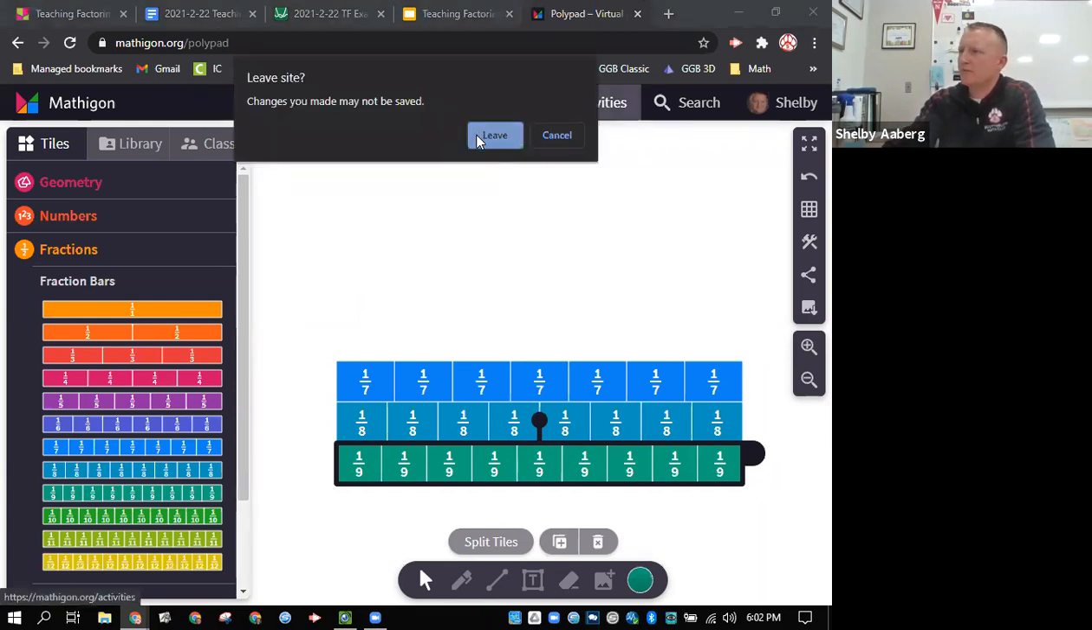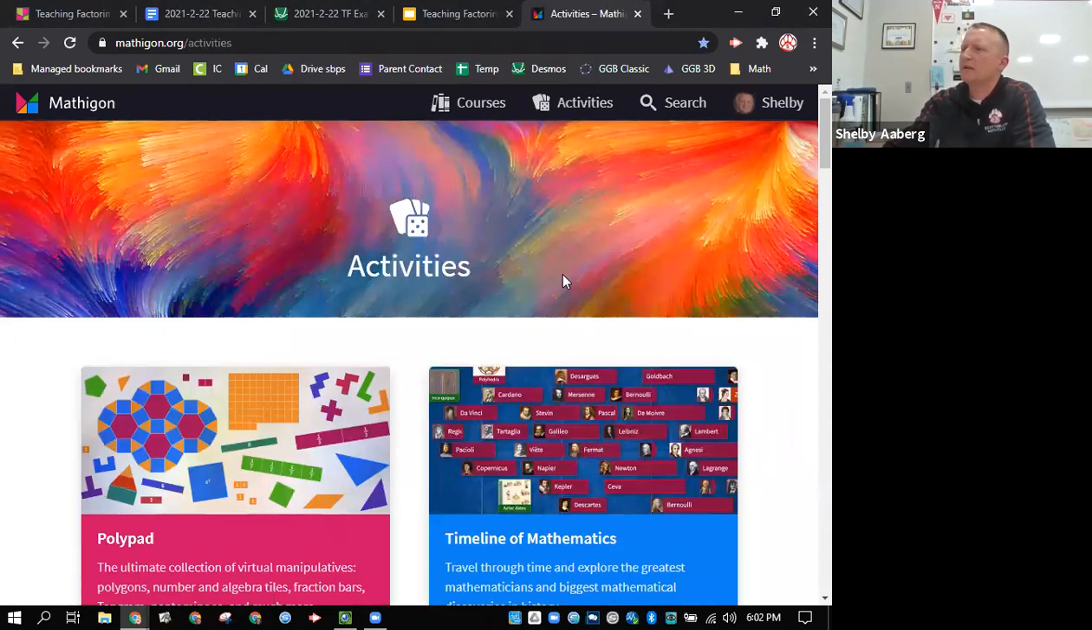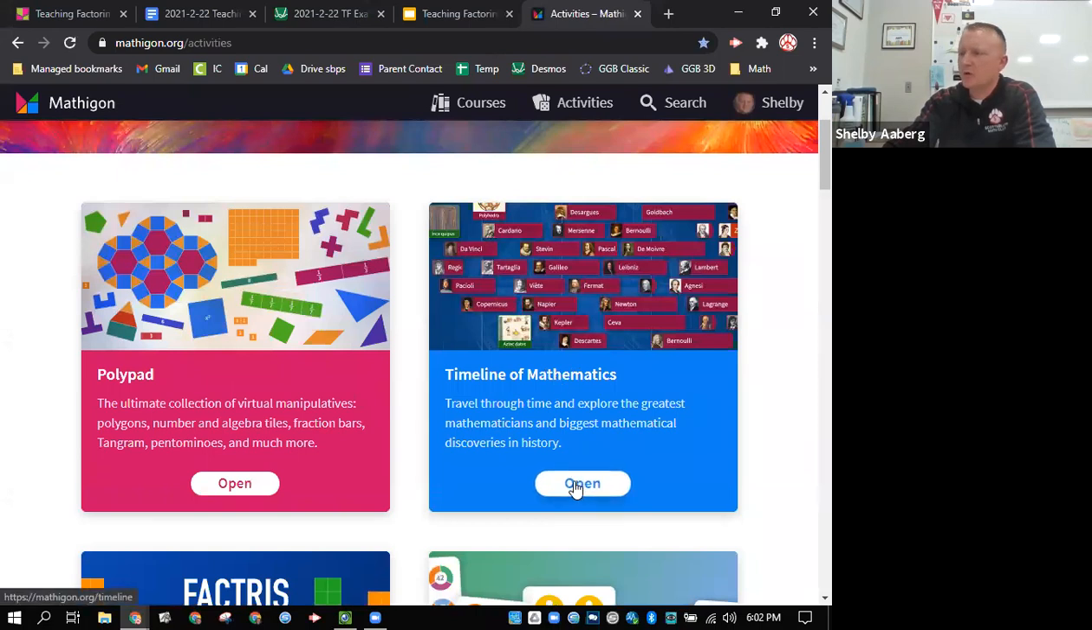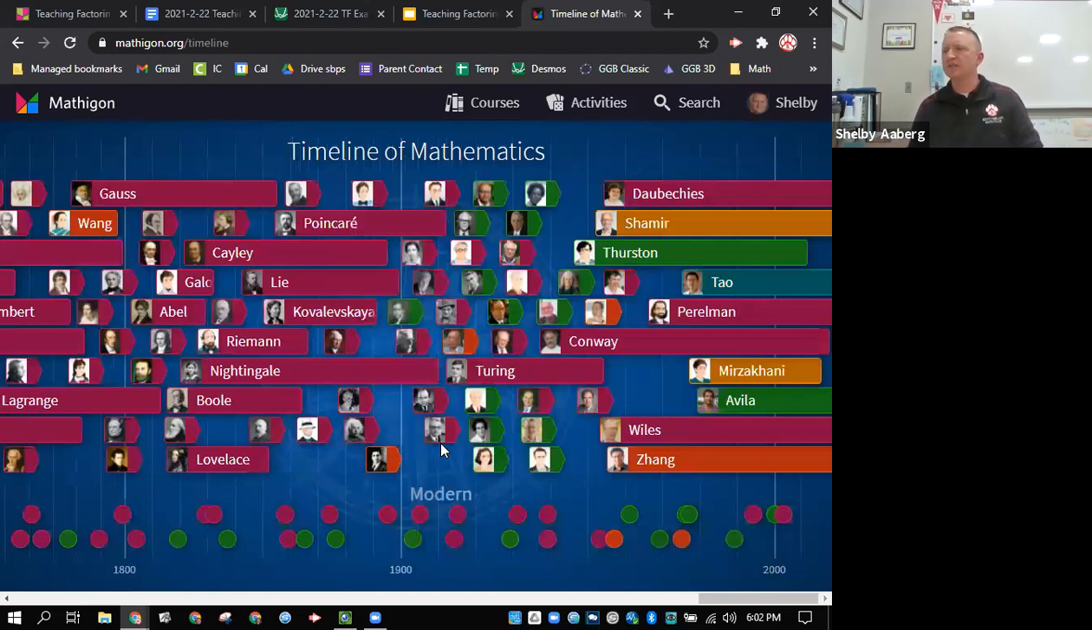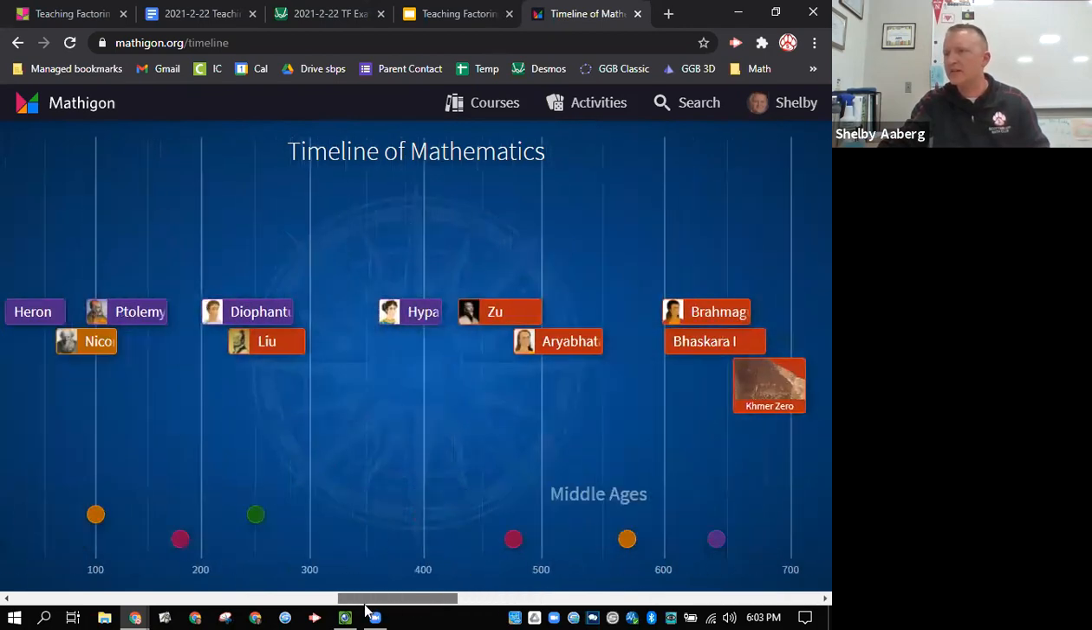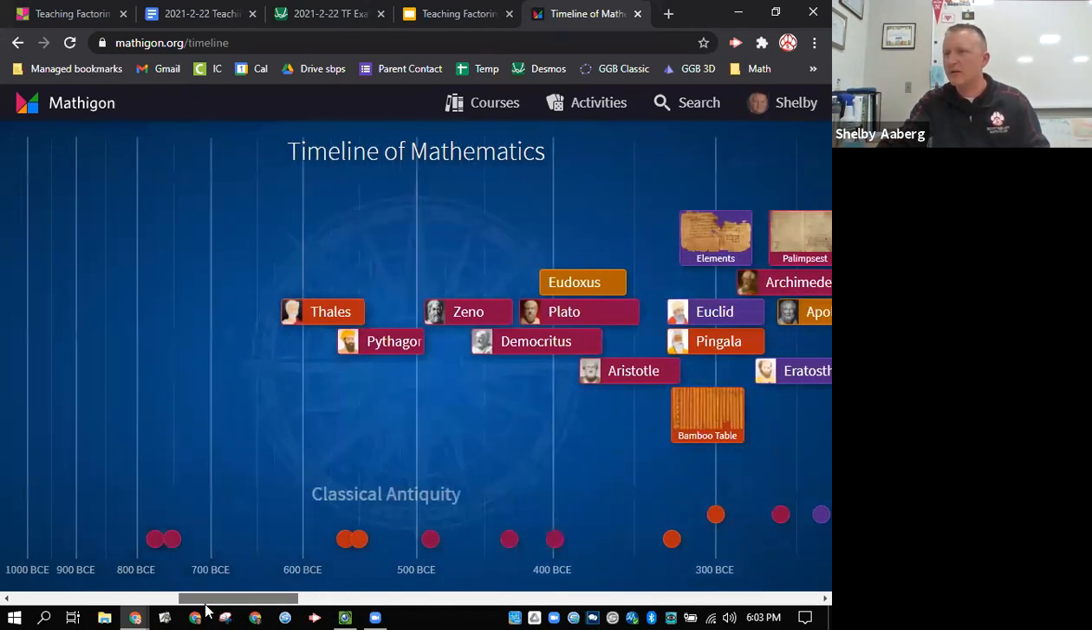Another thing to play with while we're here, Mathigon, the timeline of mathematics is super cool. So if you're looking for opportunities for showing that not all mathematicians are white Europeans, showing that there are lots of opportunities throughout human history where math is being done in lots of different places. It's not an exhaustive timeline, but it's got some great opportunities here.